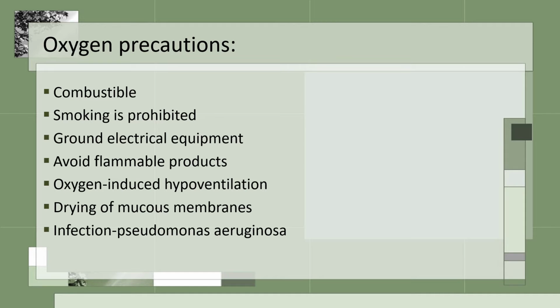It also causes drying of mucous membranes. This can cause nosebleeds, sore noses, sore throats, and then it can set them up for infections by Pseudomonas. This is actually a normal flora that's in your airway, but when you have dry mucous membranes and open areas, it can go into your bloodstream and cause infection.